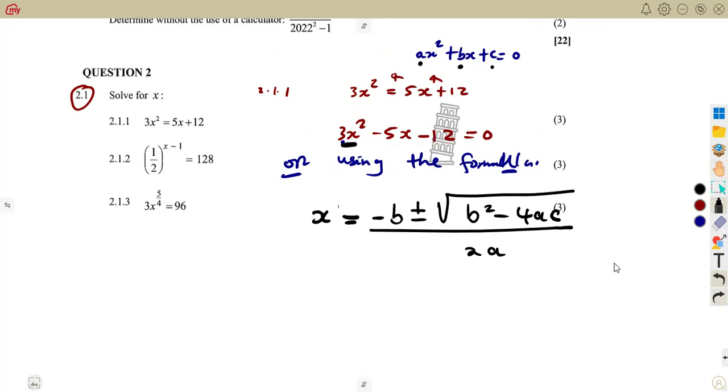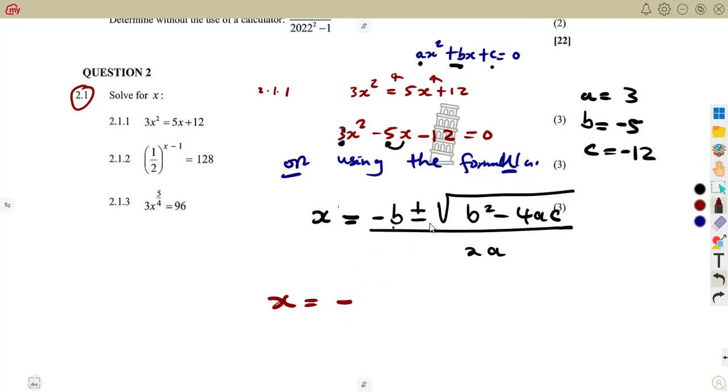In that format, it means our a is what? The coefficient of x squared. So in this case, our a is 3. B is the coefficient of x, which is negative 5. C is the constant, which is negative 12. So you're simply going to substitute into the formula.